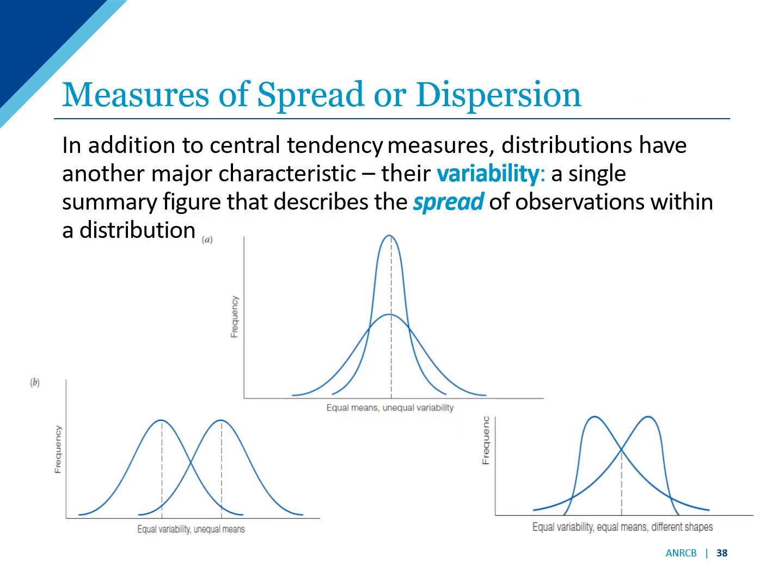In addition to central tendency, variables have another major characteristic, and that is their variability, or a summary figure that describes the spread of observations within a distribution. Here we see in the middle values with equal means, but unequal variability. On the left, we see equal variability, but unequal means. And on the right, we see equal variability and equal means, but different shapes.